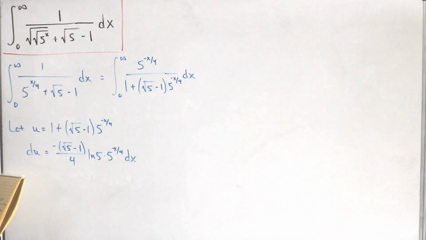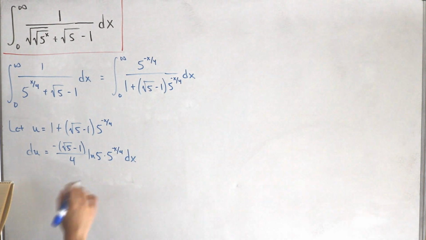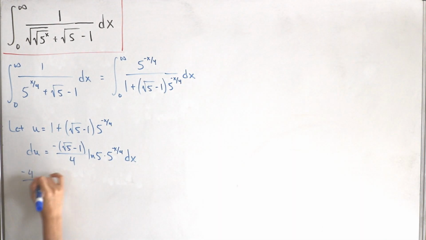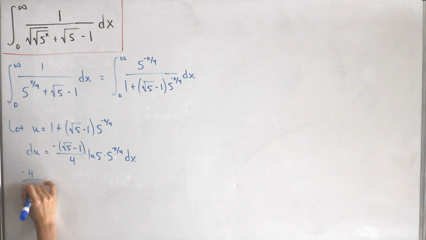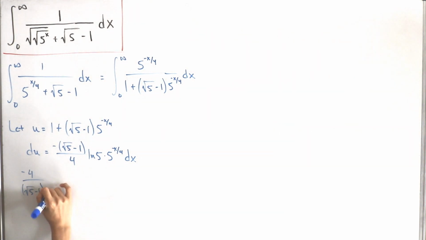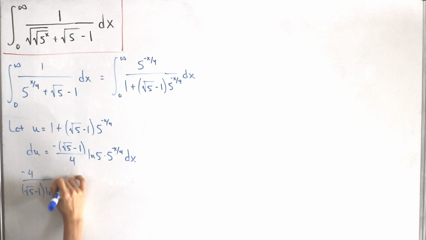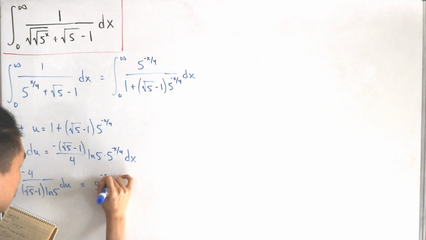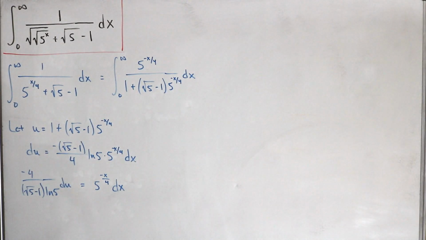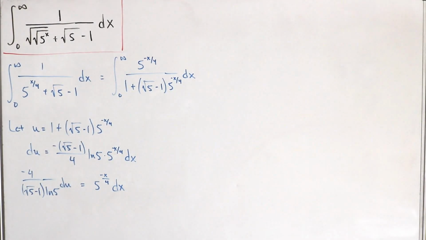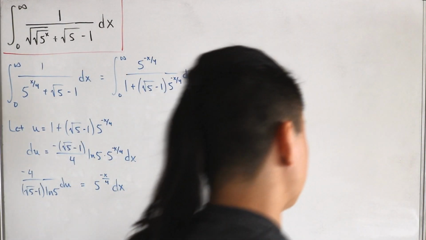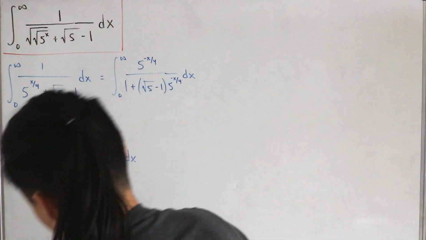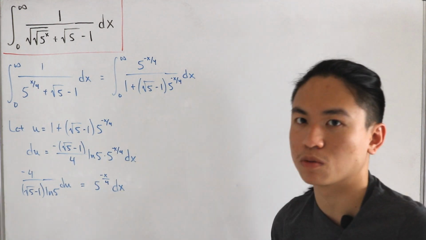So in other words, we now have a new substitution, a new form of du. We have negative 4 divided by the square root of 5 minus 1, times ln of 5, then du, and that's set equal to 5 to the negative x over 4 dx. That's great, since now that will cancel out the numerator and be replaced with the new du differential that we have just computed. So with this, let's go back and plug in that new substitution.